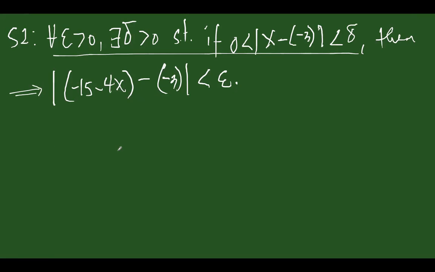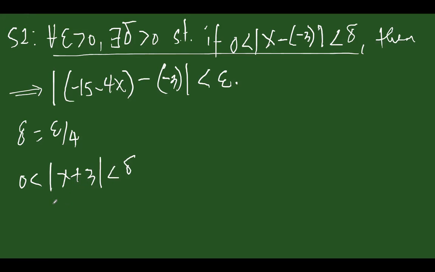Again, our delta is equal to epsilon over 4. That's what we found a while ago. So now let's use this given in the statement. So that's 0 is less than the absolute value of x plus 3, which is less than delta. Again, this is always greater than 0 because absolute value means positive or equal to 0, but it can never be equal to 0 because x can never be equal to negative 3 since x approaches negative 3.